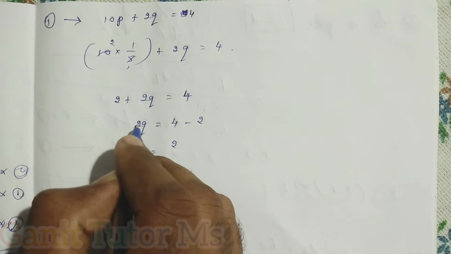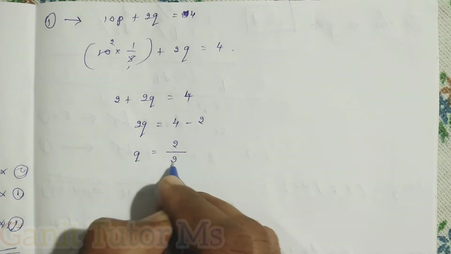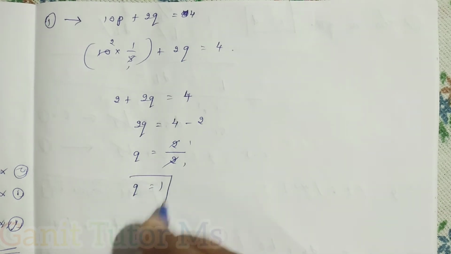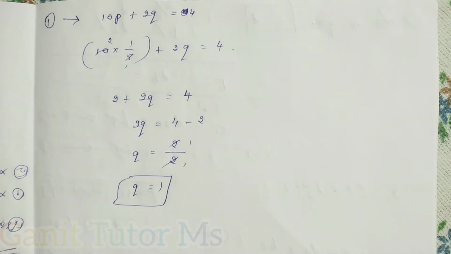Here also 1 2. So it is multiplication, come this side it became a division. So 1 2s are 2, so q is equal to 1. Now we find out the q value and p value.